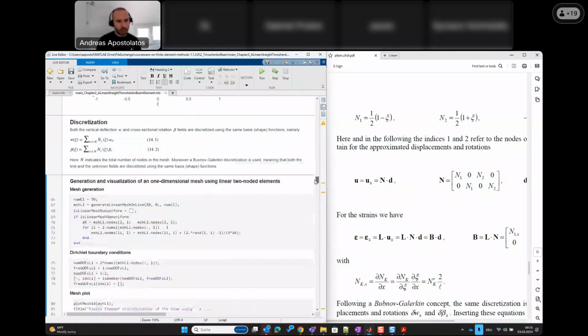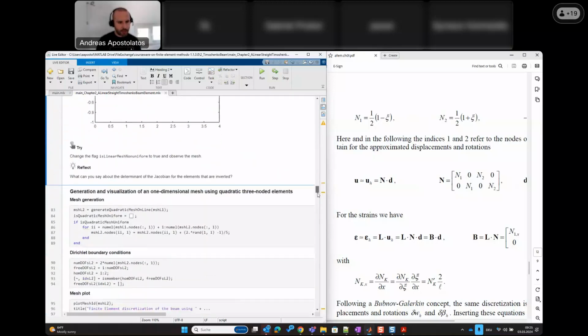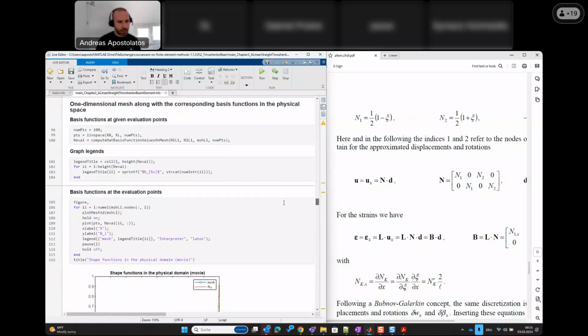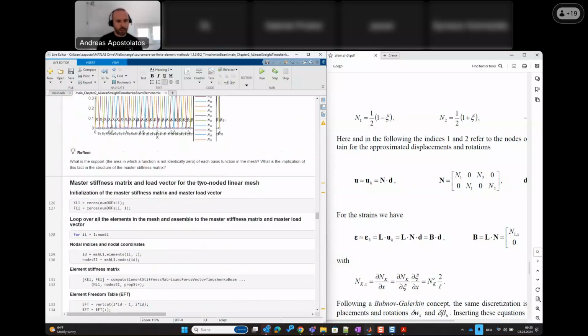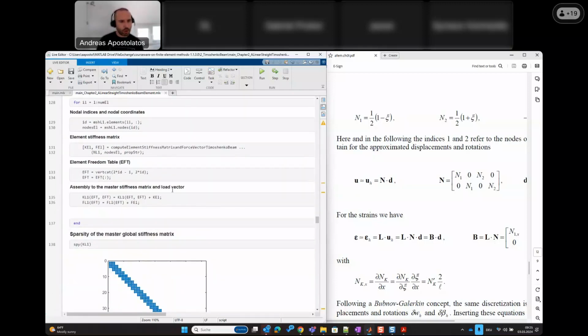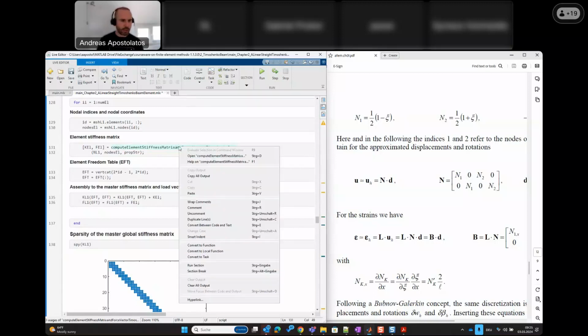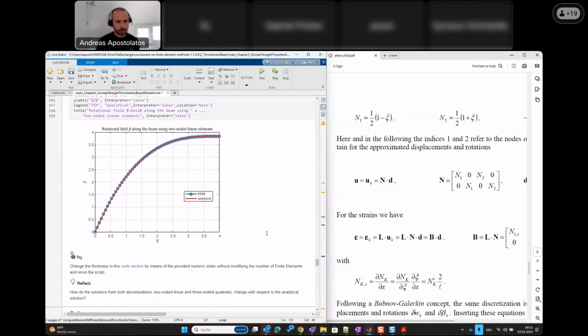And let me talk a little bit also about the live script here, because I think it's useful. You will see that in the computation of the master stiffness matrix for the two-noded linear mesh, or even for the three-noded quadratic mesh, there is a function which is called compute element stiffness matrix and force vector Timoshenko beam. Now, this is a local function in the script. So if you actually right-click on that, maybe I should zoom in a little bit so that you hopefully see it better.